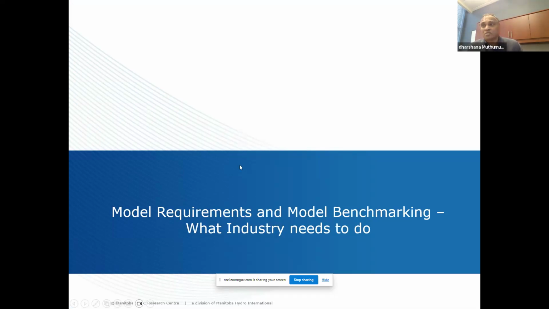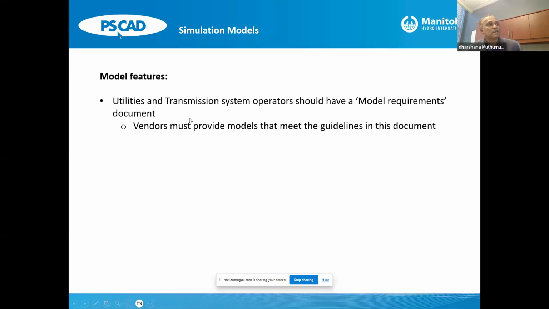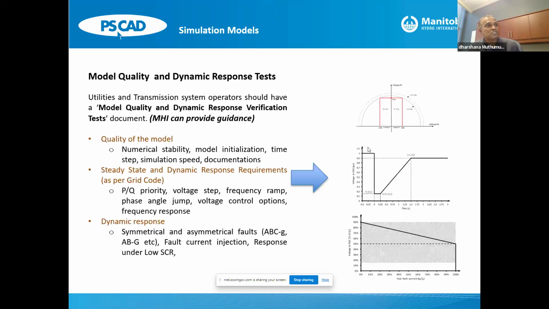As we go into heavier and heavier penetrations of IBRs, I think the industry needs to be prepared, and most entities already are practicing some of these. For one, transmission operators should ensure that they obtain accurate models of their plant from the vendors, right? Entities should have documents outlining what they need in a model, and then they should have a process to test the model. But really, you're not testing the model, you're testing the performance of the plant, right?